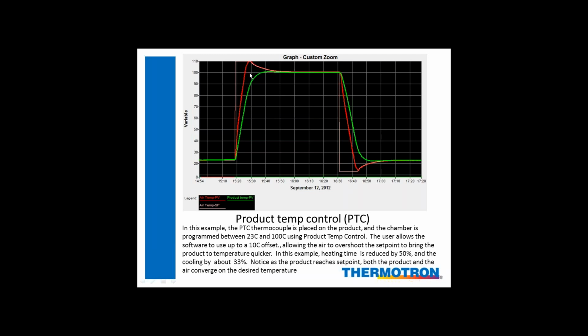If we decrease this to 5 degrees, it would set the air temperature to 105. You would see this go up to 105 and then hold there, and it would just make the product get there a little bit slower because you have less temperature offset.